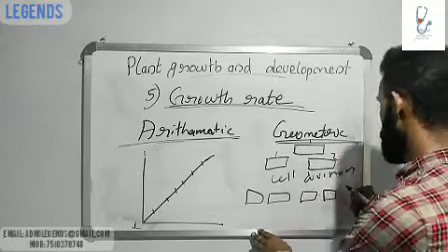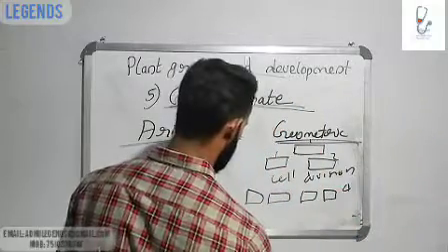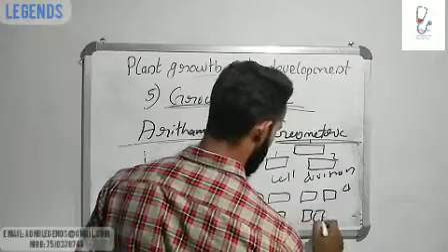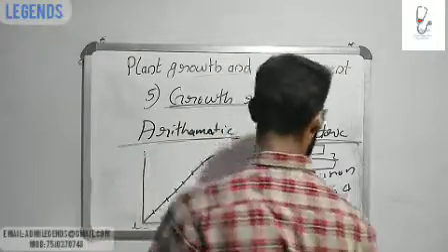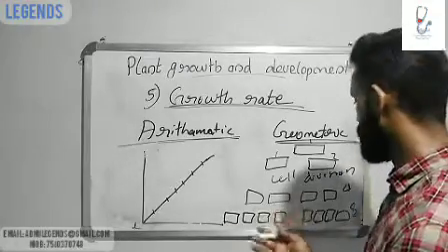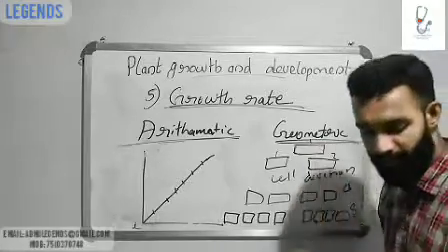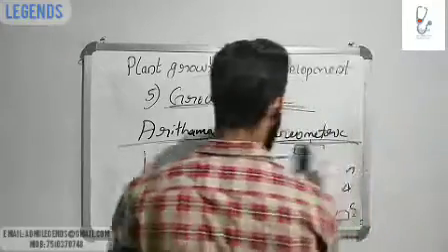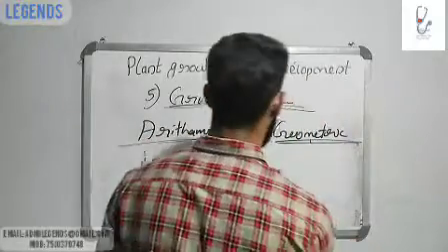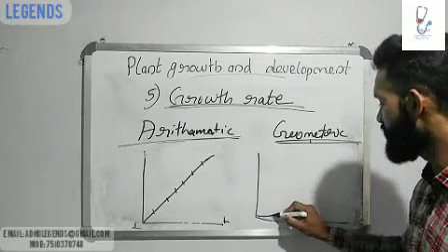Then 1, 2, 4. Both cells have the capacity for cell division, and here it is forming 4 new cells, and here also it is forming 4 new cells. So we can say that it is 8, and then 16, 32, 64, like that. It is increasing. It is geometric. And when we apply this geometric growth to a graph, we get a sigmoid curve.